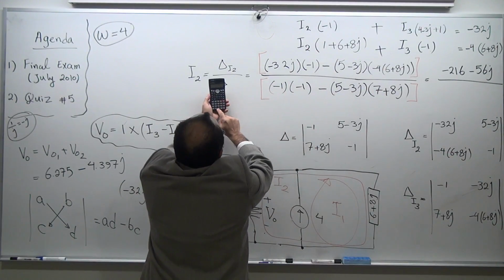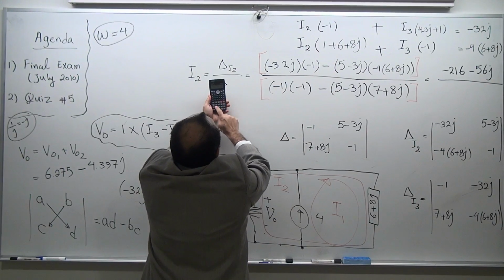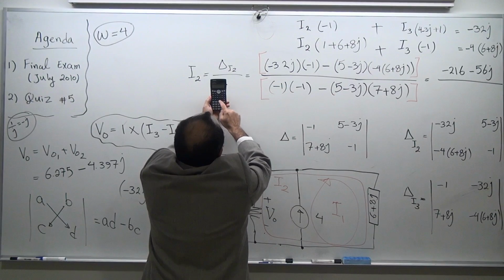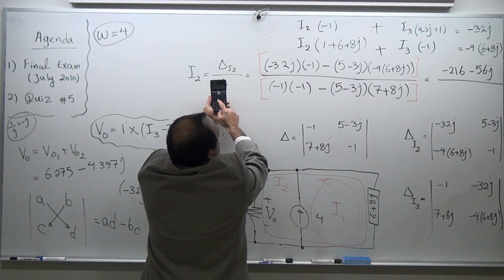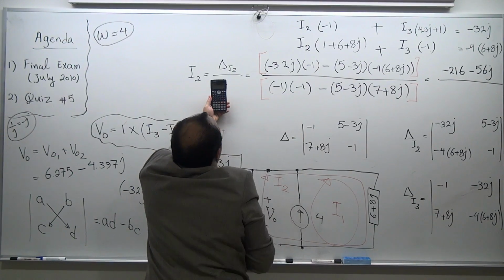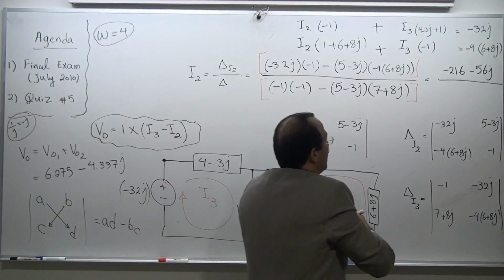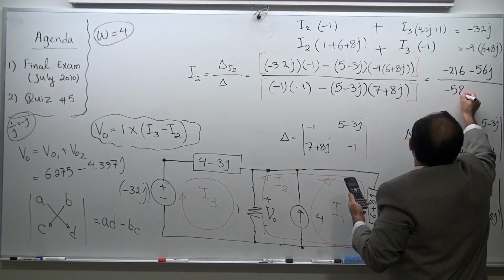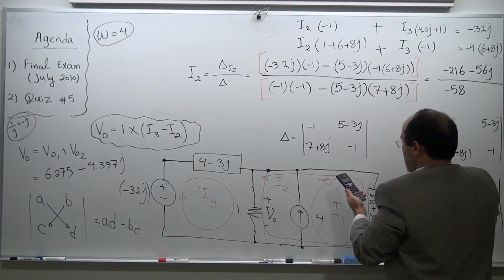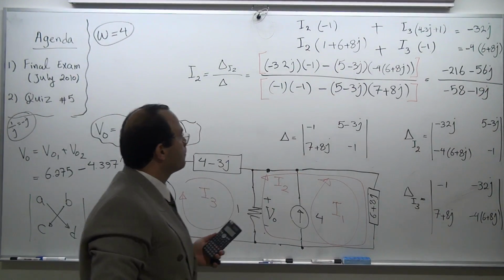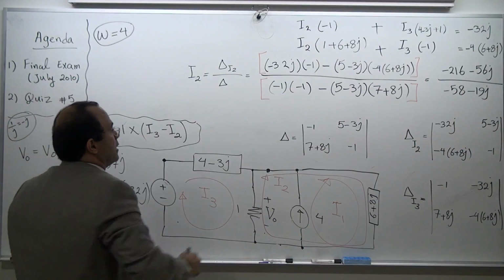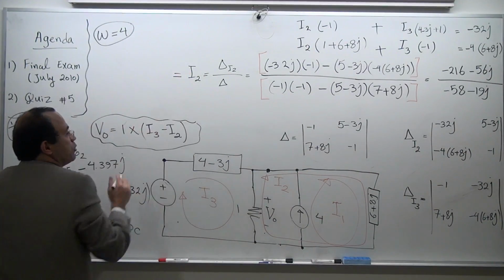Erase this. This one. Open bracket, minus 1, close, times minus 1. Of course it's plus 1. Minus open bracket, 5 minus 3j, closed, times 7 plus 8j, closed. It's minus 58. And then shift equal sign, minus 19j. Let's calculate that and see how much I2 is.